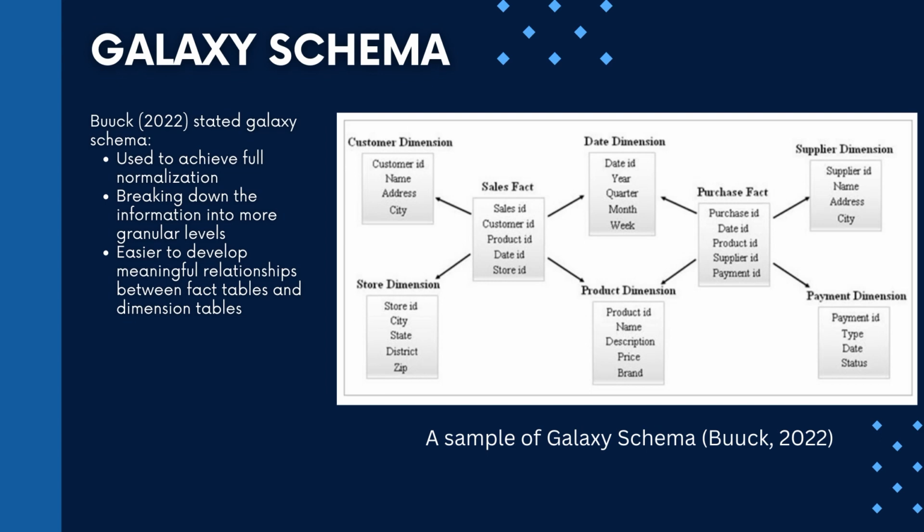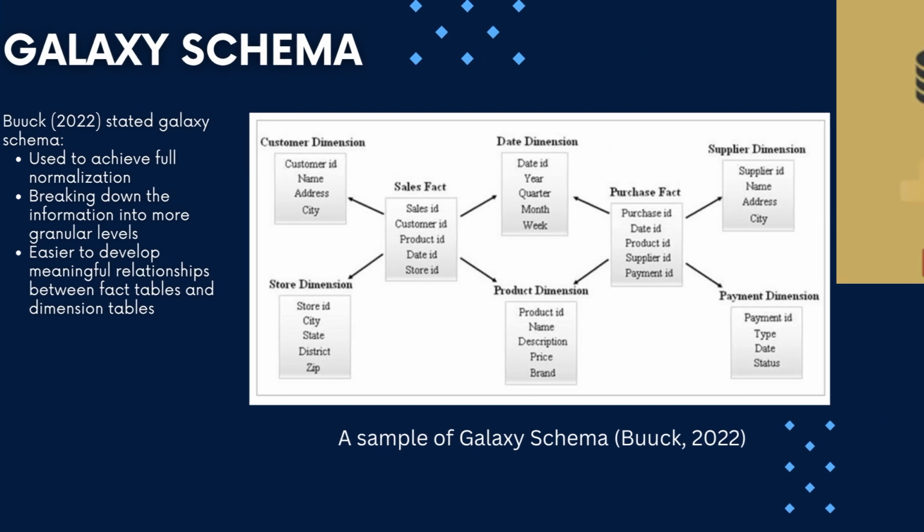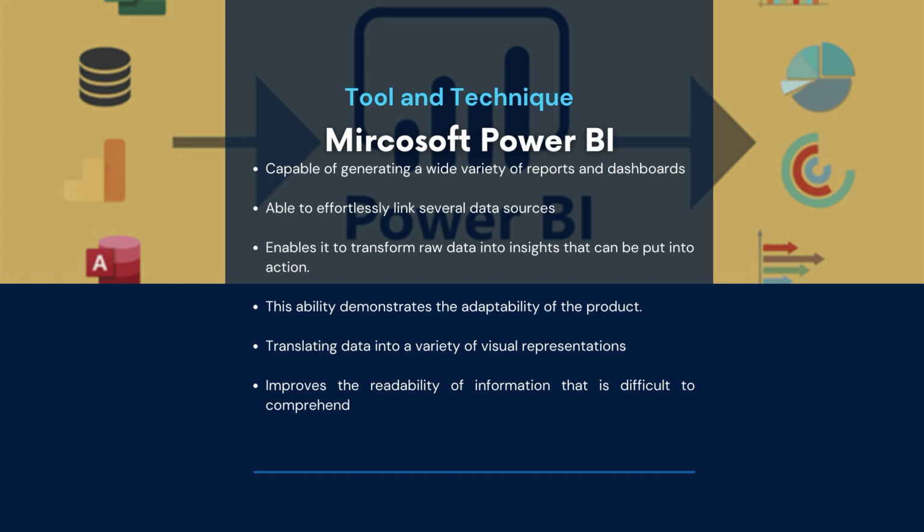On the right-hand side is also a sample of the Galaxy schema which relates to our P2P and O2C process. For the tool and technique, we use Microsoft Power BI, which is a dynamic tool capable of generating a wide variety of reports and dashboards. This dashboard gives visually engaging representations of a wide variety of data sets. It is able to effortlessly link several data sources such as Excel, cloud storage, and on-site databases, which enables it to transfer raw data into insight that can be put into action. This ability demonstrates the adaptability of the product.